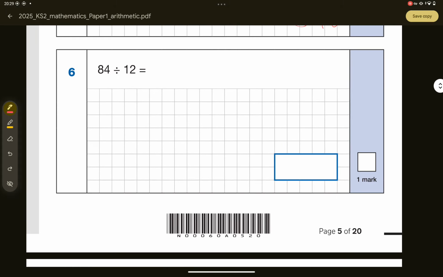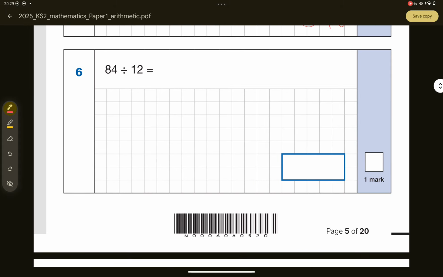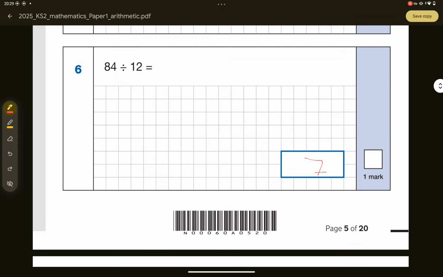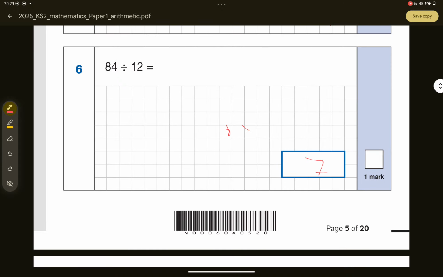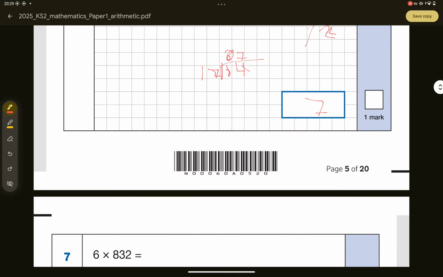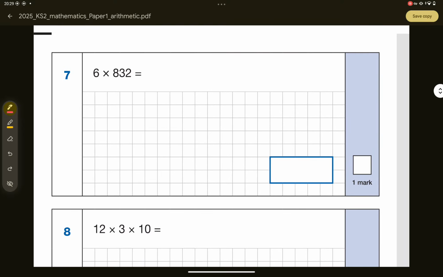And then question 6, 84 divided by 12. You just need to know your times tables. That's 7. You can do the bus stop method, which is this. You need to know your 12 times tables, or 7 if you can do that quickly, to save time for the harder questions.